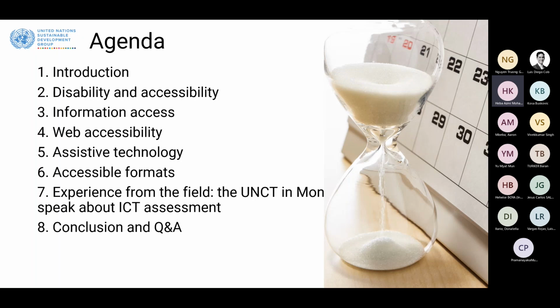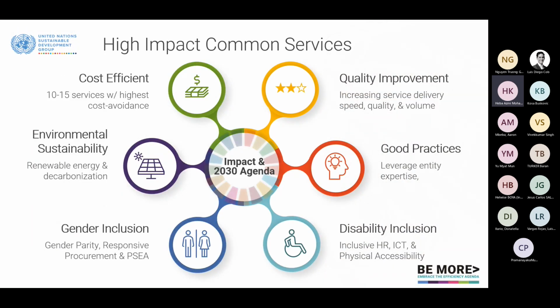So in the next slide, let me give you a brief overview about the high impact services and the high common services. They are in line with the 2030 sustainable agenda SDG, and the high impact services, they are 10 to 15 high impact services. They evolve around a number of components, and the first component is cost avoidance. So our aim is to provide a good quality service with the most cost avoidance approaches possible, without compromising the quality. So we're aiming to improve the quality of services through increasing service delivery in speed and quality and volume.